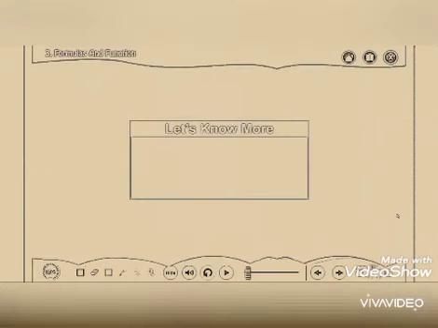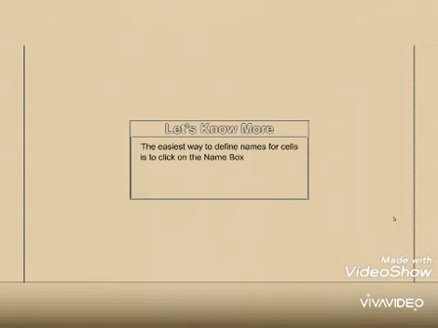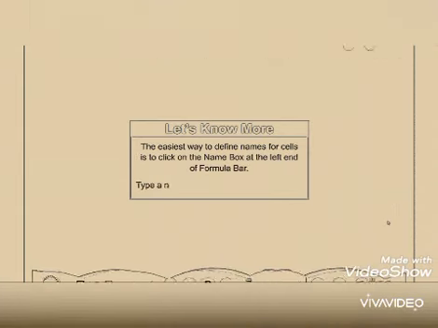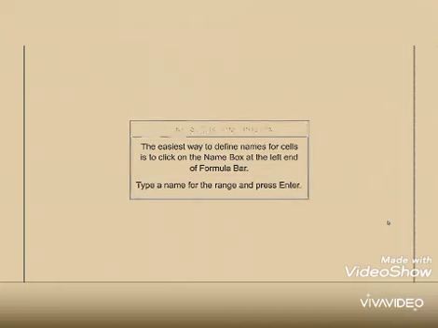Okay students, an interesting fact. The easiest way to define names for cells is to click on the name box at the left end of the formula bar. Type a name for the range and press Enter.